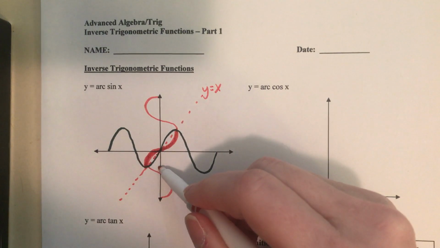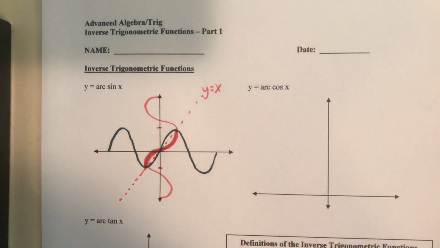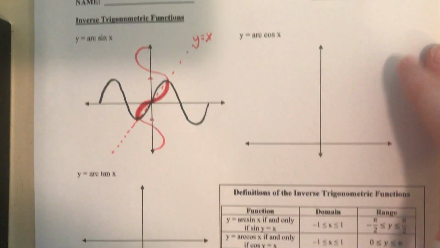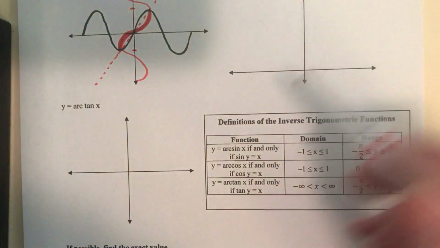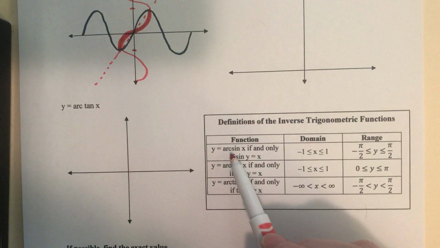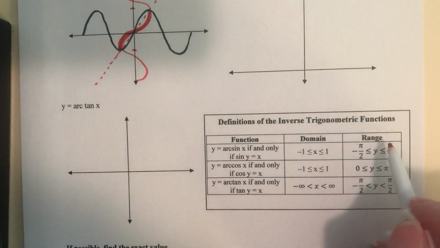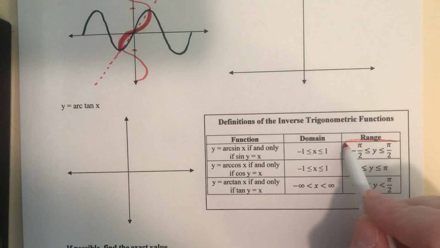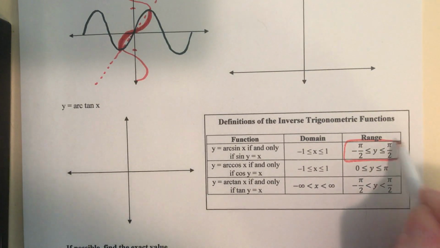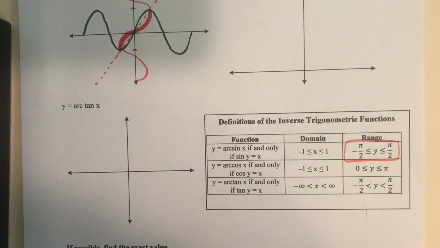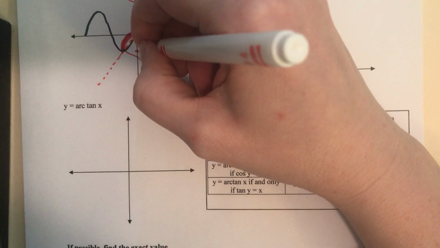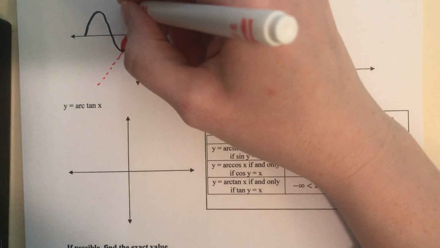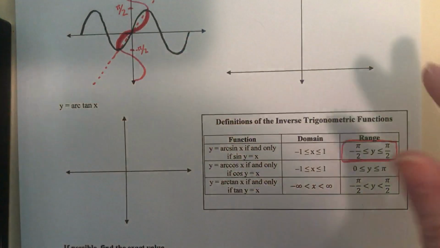So we actually cut the graph off, and there's a chart down here that shows you the cutoff points for the graphs. Arcsine, and that's a symbol for an inverse. We'll talk about that in a minute. But the range, the cutoff points, is we're just going to go from negative pi over 2 to pi over 2. So I'm going to mark this, negative pi over 2 to pi over 2.